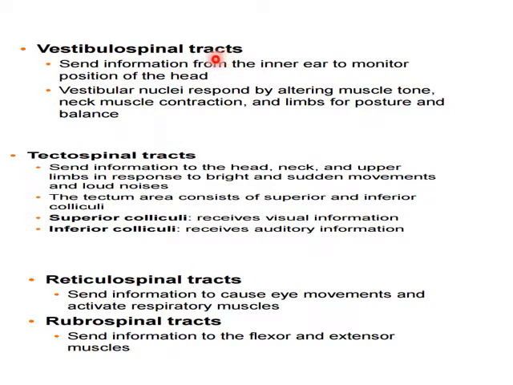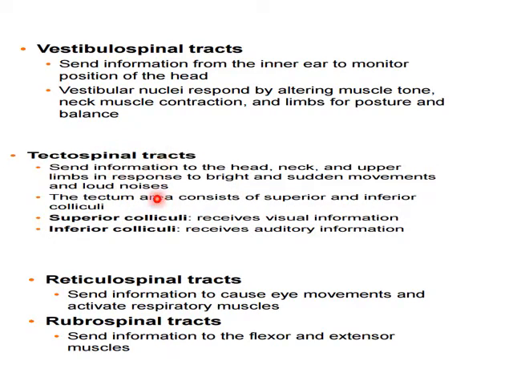Vestibulospinal tracts are mainly responsible for sending information from the inner ear to monitor the position of the head. Tectospinal tracts are mainly responsible for sending information to the head, neck, and upper limbs in response to bright and sudden movements and loud noises.